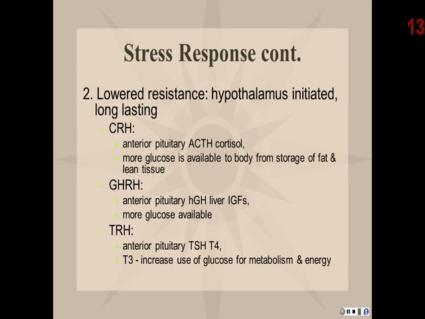Growth hormone releasing hormone triggers the anterior pituitary to release human growth hormone and IGFs from the liver, also increasing the availability of glucose. TRH triggers the anterior pituitary to produce TSH and the thyroid, T4 and T3, to help the body more effectively use the sugars available.